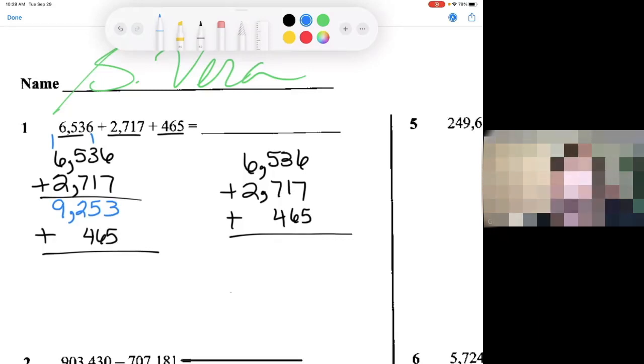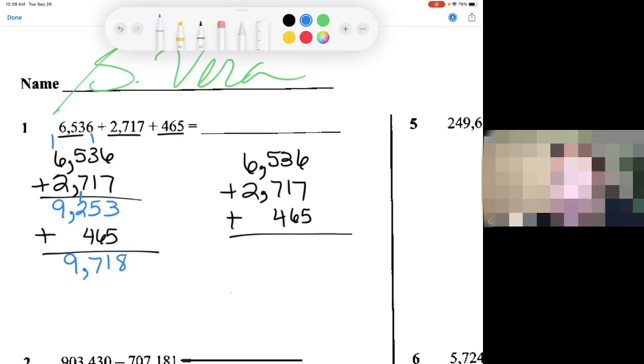5 plus 3 equals 8. 5 plus 6 equals 11. Carry the 1. 3 plus 4 equals 7. Don't forget the comma, and the 9 was untouched. So 9,718. Now, for those of you who want to do it the long way, the 1-step way, let's do it.